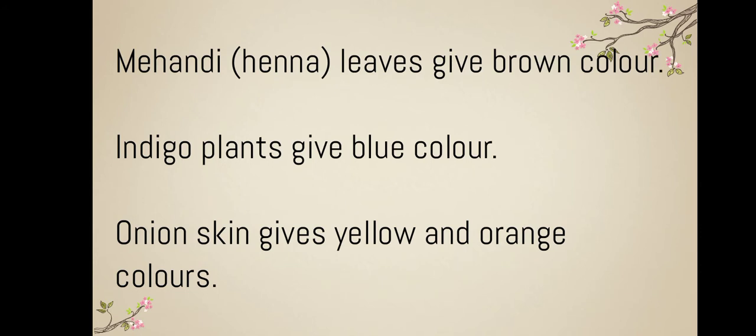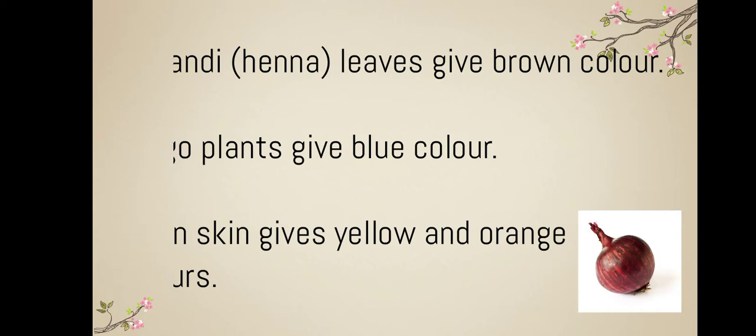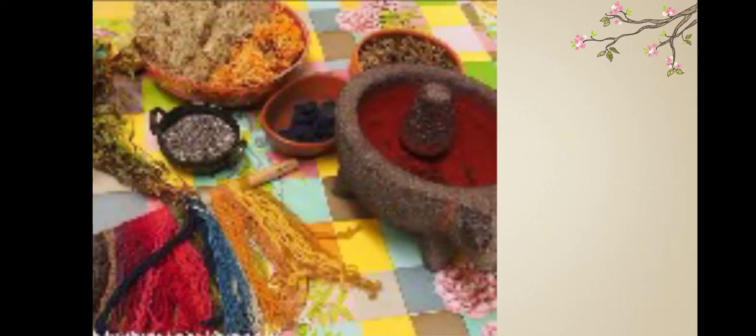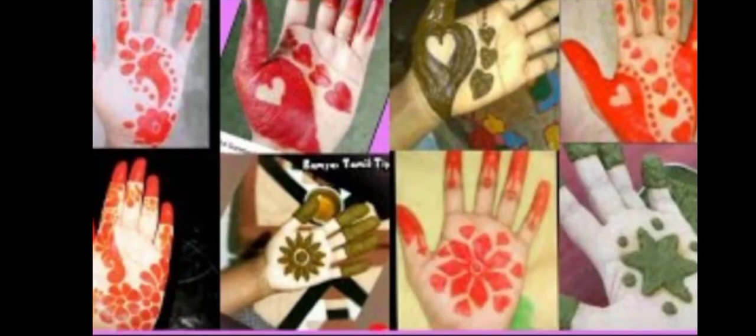Mehendi leaves give brown color, indigo plants give blue color, and onion skin gives yellow and orange color. Can you imagine? Onion is also used to dye clothes. This way we are getting different kinds of colors by using the barks. This is the henna. Henna means mehendi. Especially girls used to draw these kinds of mehendis on their palm, and after washing it, it turned brown in color.